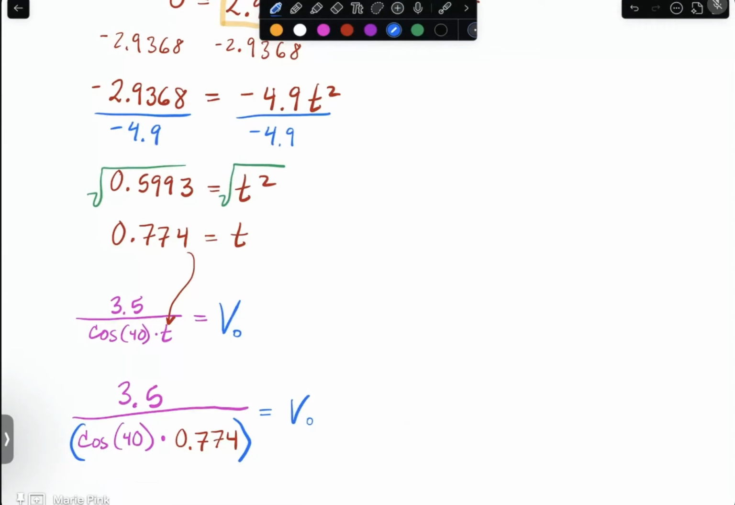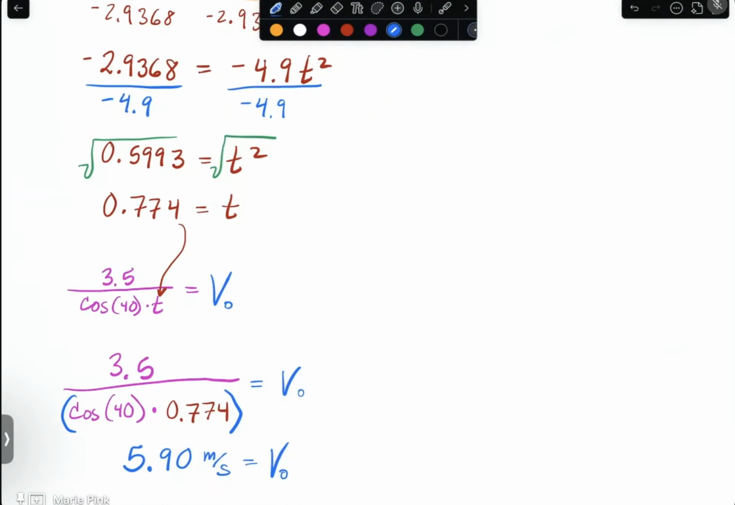So what I get is a starting velocity of 5.9016. I'm going to just leave it as 5.90 meters per second as my starting velocity. Let me know if you have any questions.